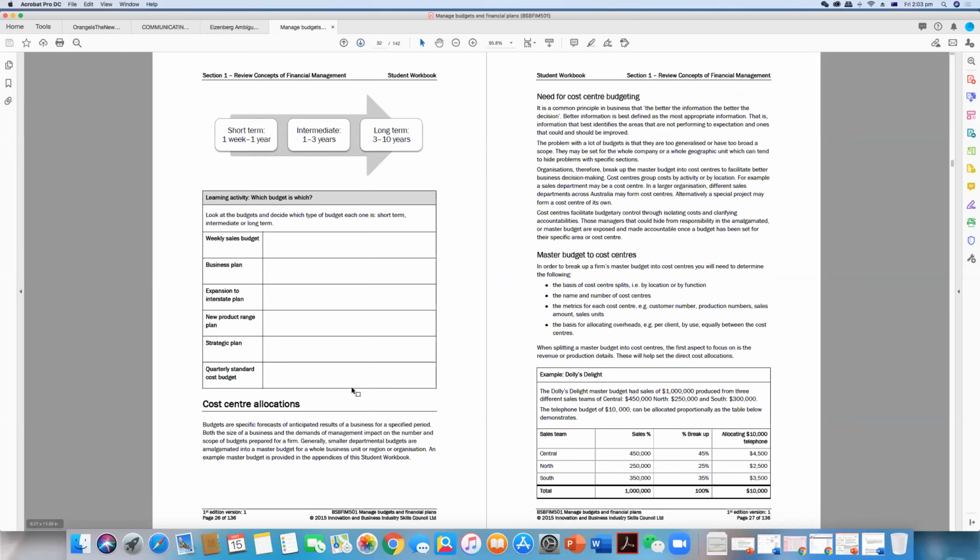And cost center allocations. This is called cost center allocation. A budget is a specific forecast of the anticipated result of a business for a specific period, right? We all know that you need a budget when you buy or produce anything, for your company, for your business, for yourself. But because sometimes we have a master budget, we need to break up that master budget into cost centers.